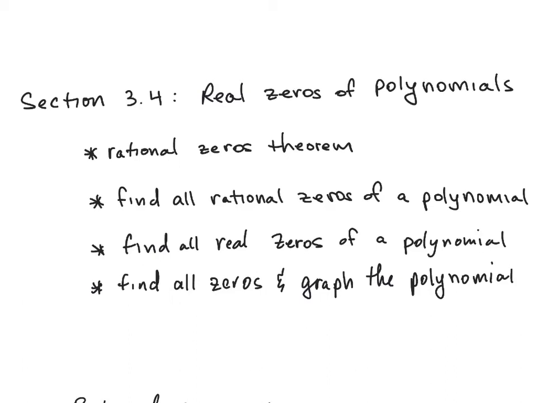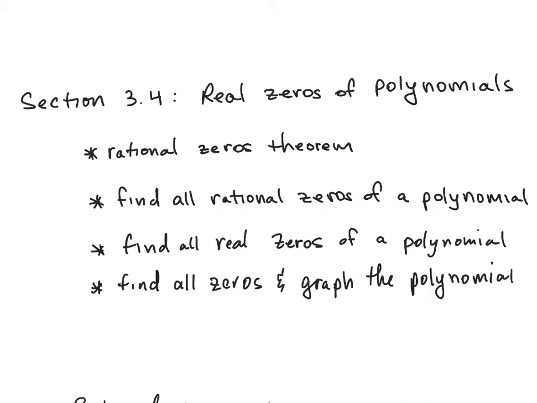Section 3.4, real zeros of polynomials. One of the main sections and more important sections of Chapter 3 is being able to find zeros of polynomials. If you think back to Section 3.2, remember zeros are the same thing as x-intercepts. And if we need to graph a polynomial, finding x-intercepts is extremely important. And so in order to find x-intercepts, we need to find the zeros.